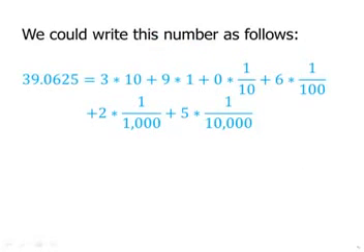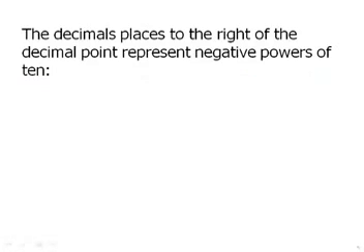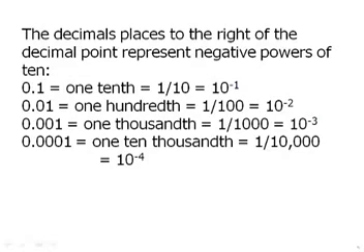We could write this number as follows. We could write it as 3 times 10 plus 9 times 1 plus 0 times 1/10 plus 6 times 1/100th plus 2 times 1/1,000th plus 5 times 1/10,000th. So this is the expanded form in terms of place value. The decimal places to the right of the decimal point represent negative powers of 10. So 0.1 is 1/10, that's 10 to the negative 1. 0.01 is 1/100th, 10 to the negative 2. 0.001 is 10 to the negative 3. 0.0001 is 10 to the negative 4, and so forth. You could extend this pattern.